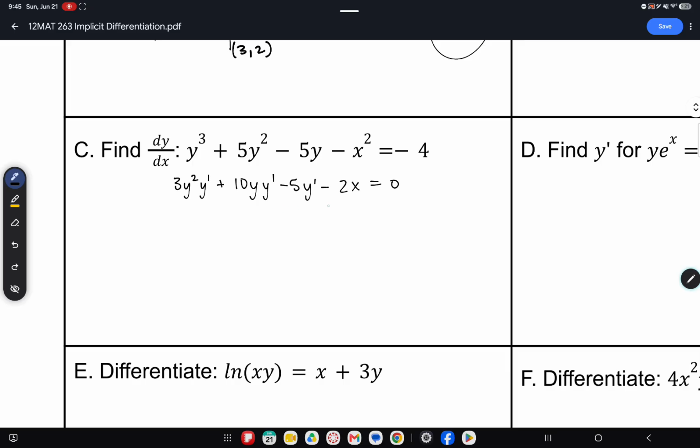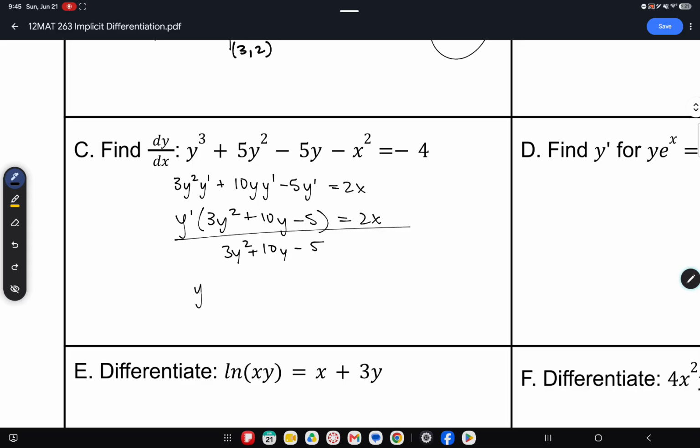I don't want to rewrite it, so I'm just going to add the 2x over, right? Then I can factor out a y prime, and I'm left with 3y squared plus 10y minus 5. And then I can divide by that whole quantity here, so 3y squared plus 10y minus 5. And I'm left with 2x over 3y squared plus 10y minus 5.